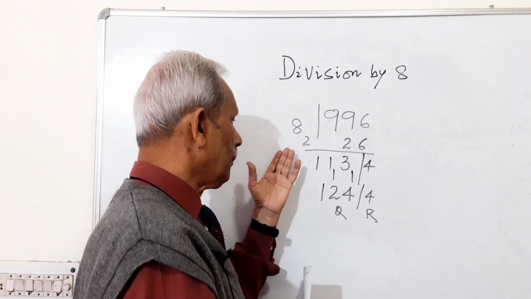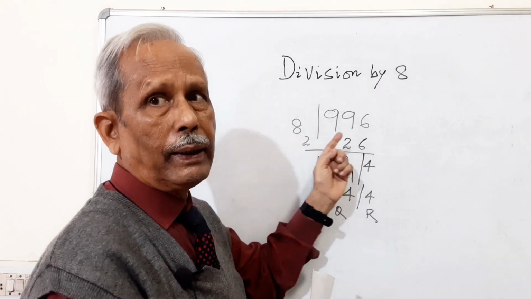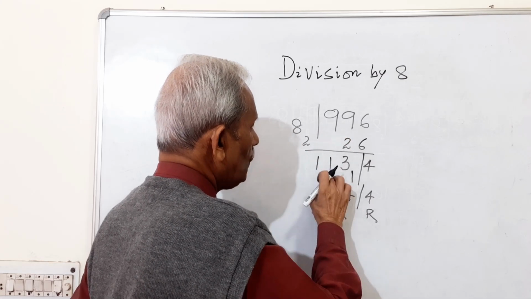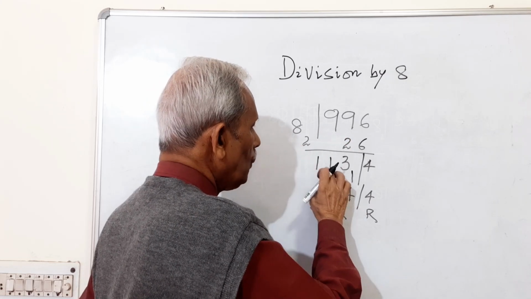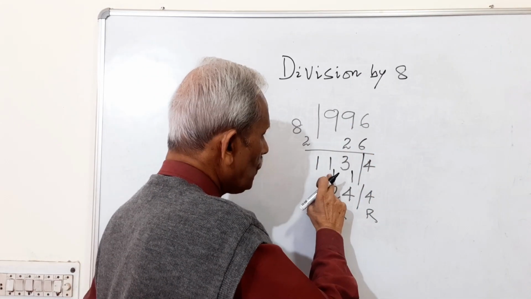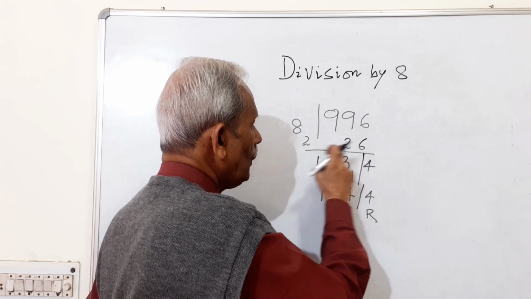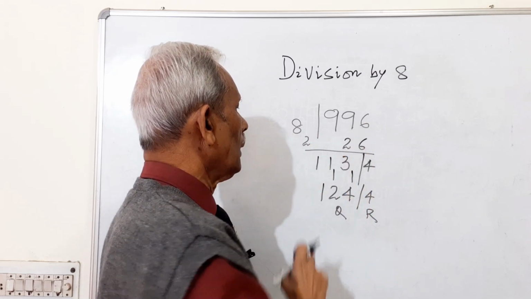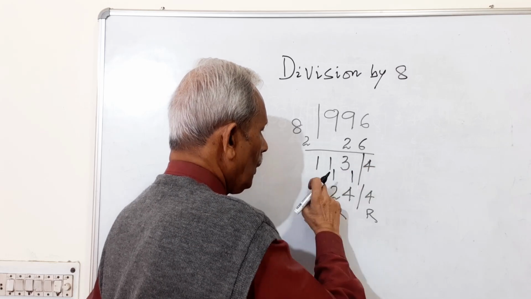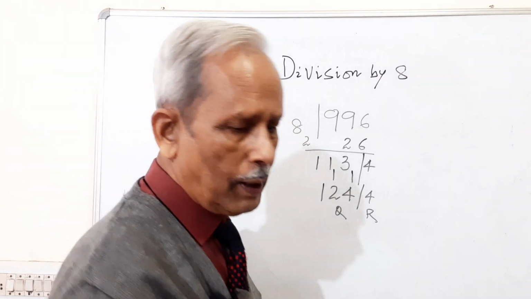I'll revise again what you have done. The moment we enter into it, we find that 8 goes into 9. Since 8 goes into 9, we write 1 here, and then 9 minus 8 is 1, so write 1 here. Then 2 into 1 is 2, write down 2 here. 9 plus 2 is 11. 8 goes 1 time into it, so we write 1 here. And 11 minus 8 is 3, write down 3 here. Now 3 into 2 is 6. 6 plus 6 is 12. 8 goes 1 time into it, so write 1 here. What's remaining? 12 minus 8 is 4. So it's 1, 1 plus 1 is 2, 3 plus 1 is 4, and 4. So 124 is the quotient and 4 is the remainder.